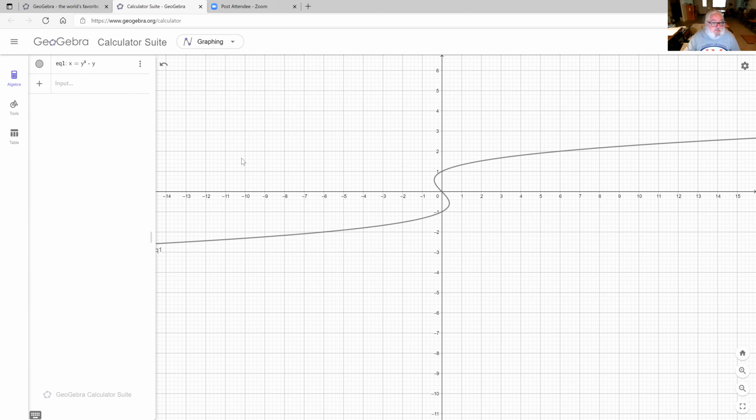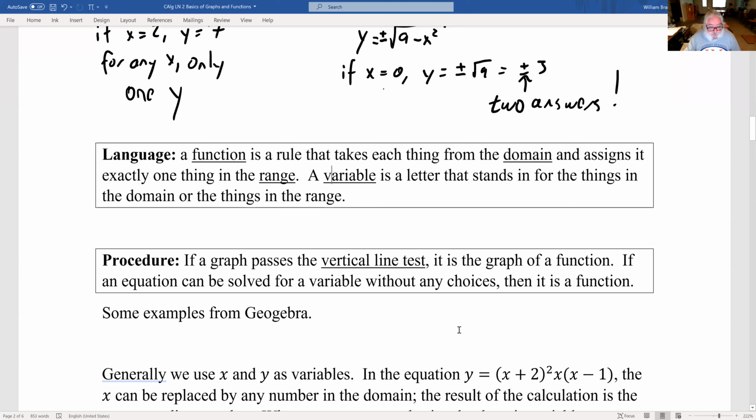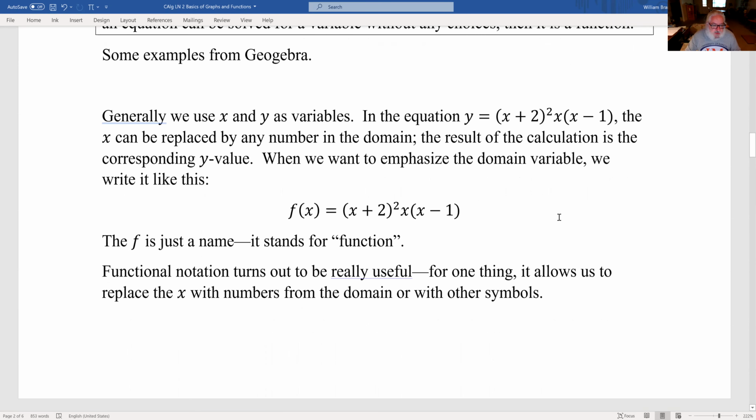So to go back to the notes, there it is. So vertical line test: if you draw the graph and every vertical line goes through the graph exactly once, it's a graph of a function. If you can solve an equation for a variable, like y equals something involving x, and you don't have any choices, like the plus or minus, then it's also a function. So generally we use x and y as variables. So like in this example, the x's can be replaced by any number you want, right?